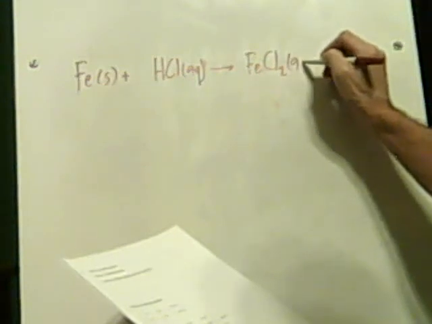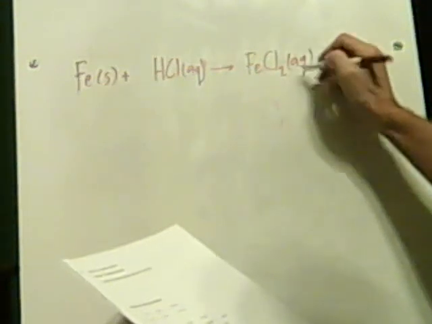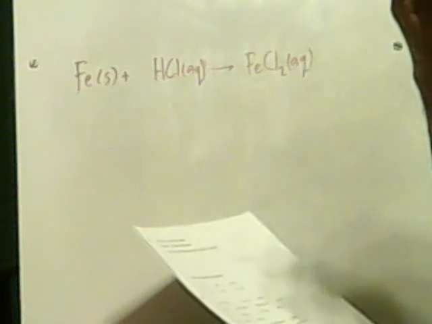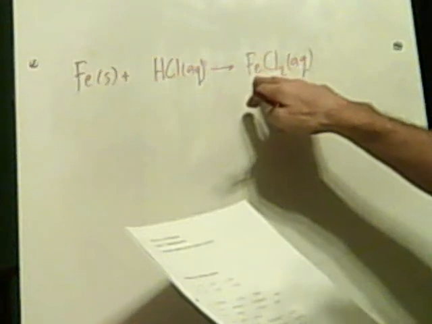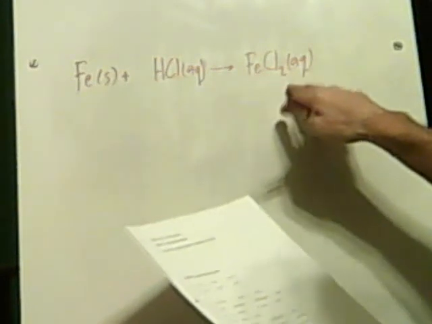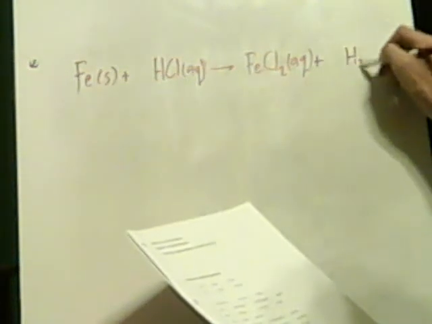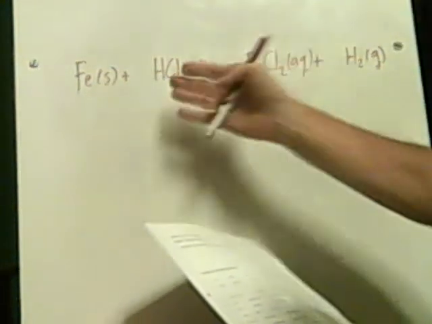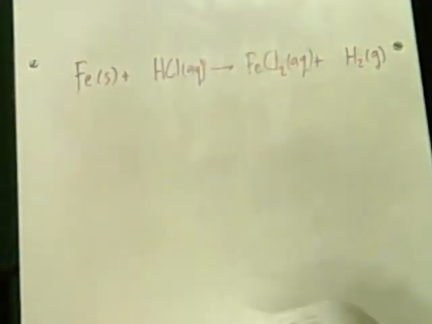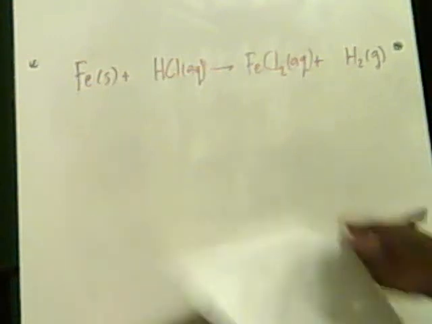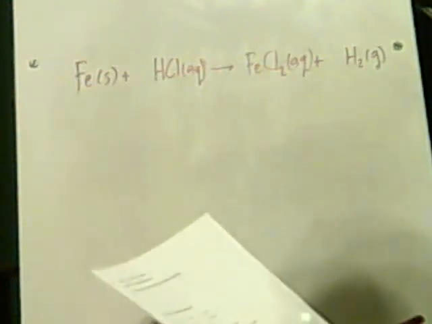FeCl2, but that's dissolved. But if all the water evaporated, then you would get a crystal of ferric chloride, or in this case, ferrous chloride. That's shown up here with a valence of +2, because the chlorine always had -1. Okay, and then we get the hydrogen gas. Okay, this is basically hydrochloric acid dissolving iron and creating hydrogen gas.